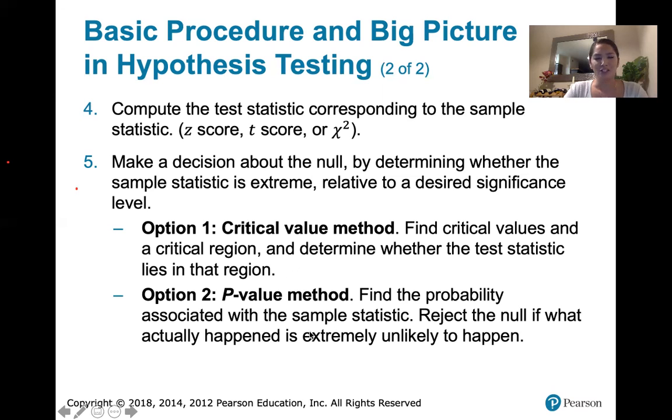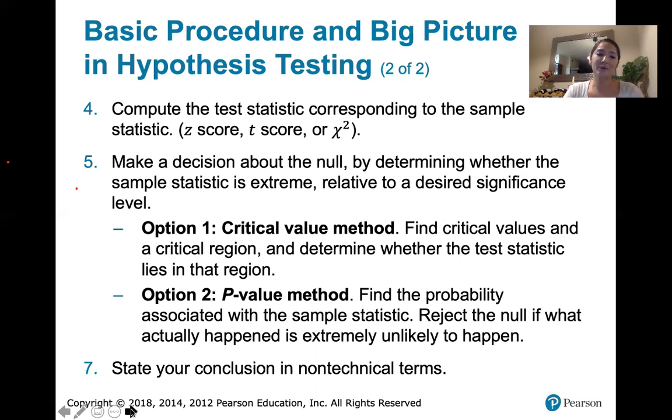So option 1 and option 2 are going to give you the same conclusion about the null hypothesis. If that test statistic is an extreme value, extreme meaning statistically significant relative to a desired significance level, we're going to be able to make a decision about the null. If it is significantly high or low, we can throw out the null, reject the null. If it's not, we'll fail to reject the null.